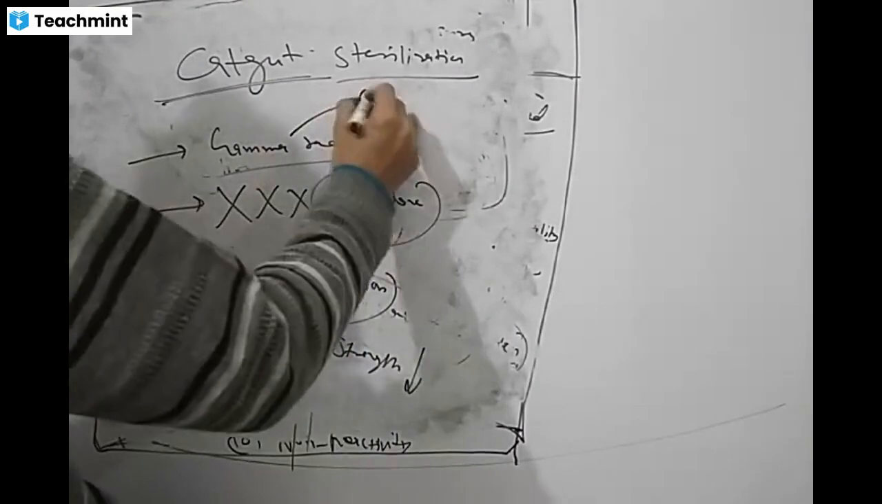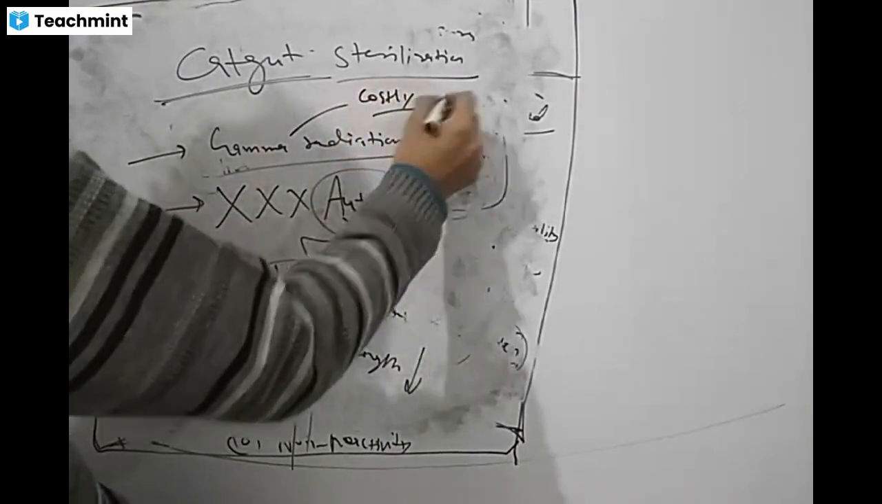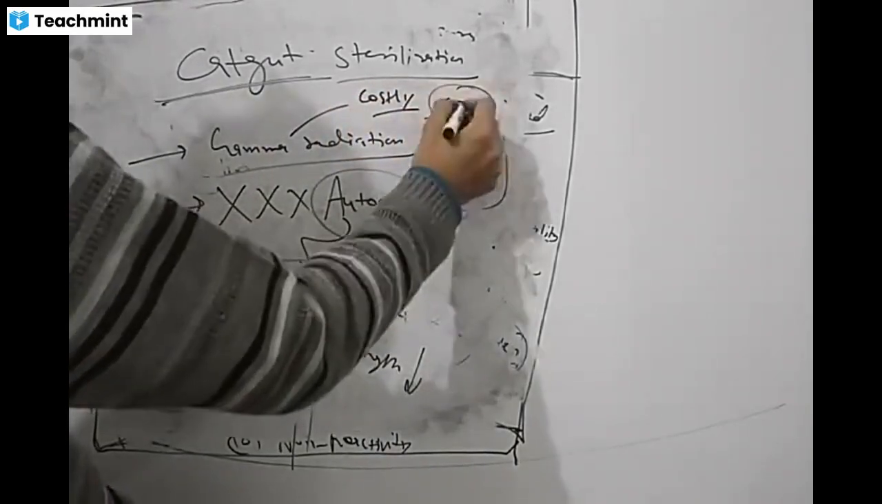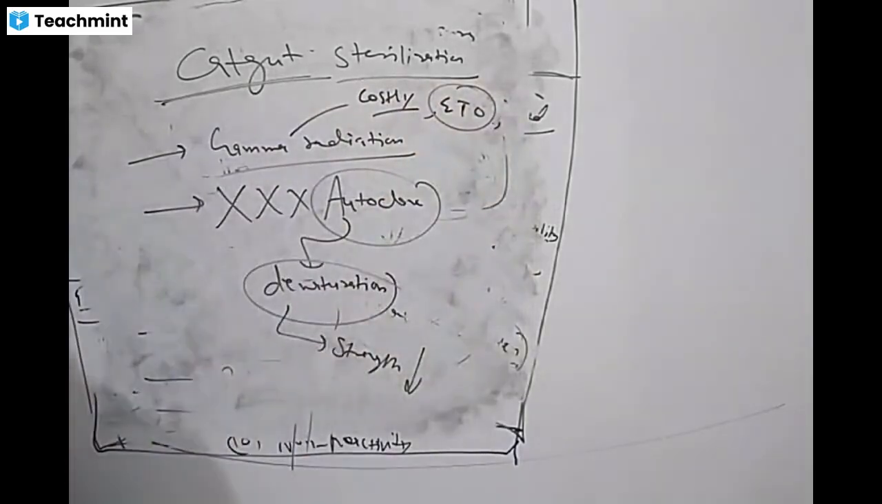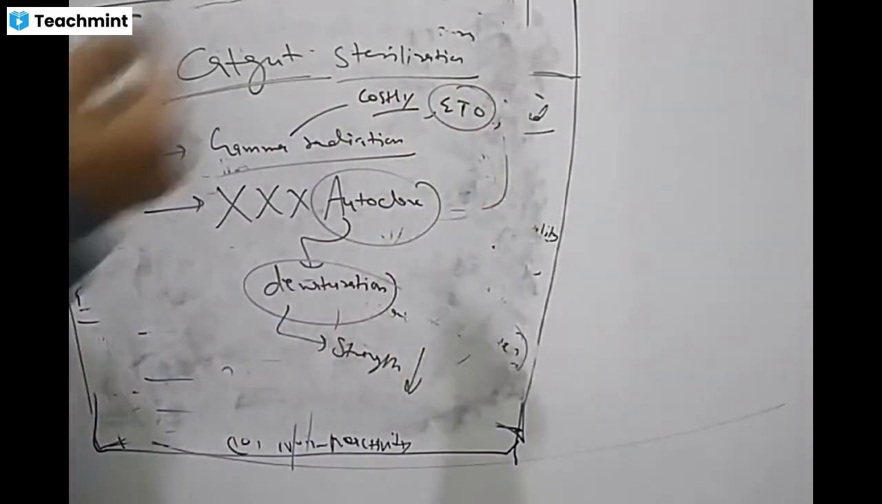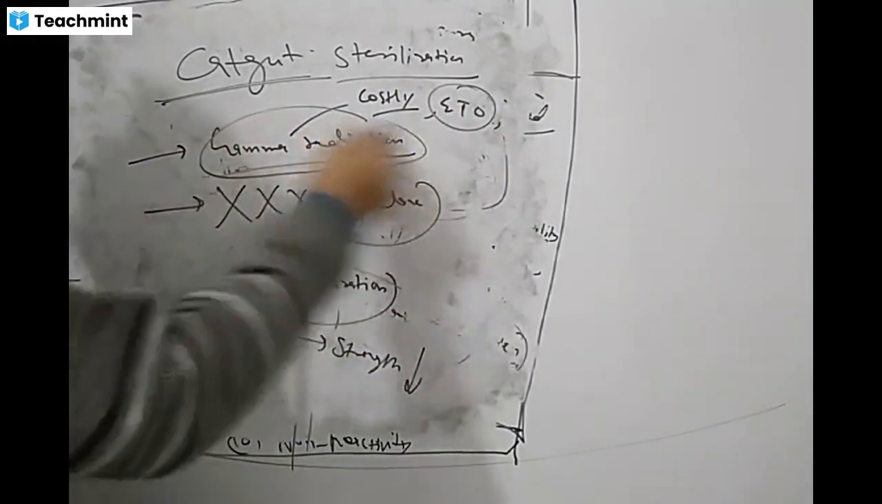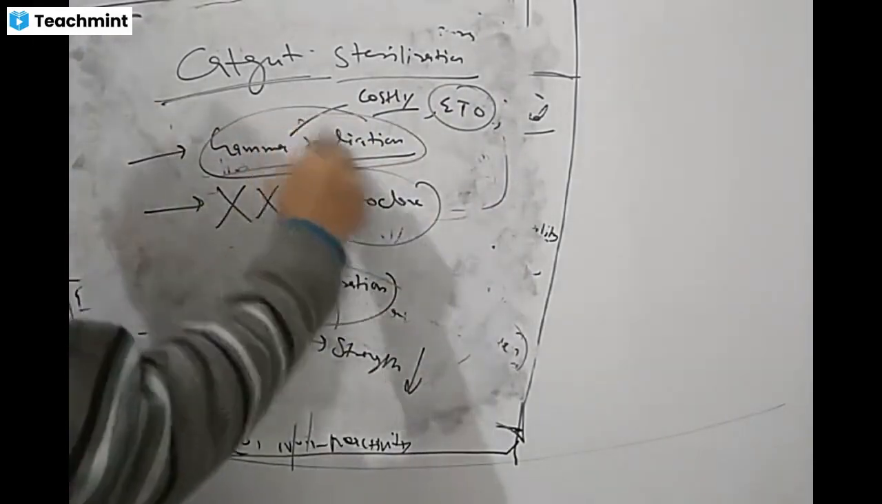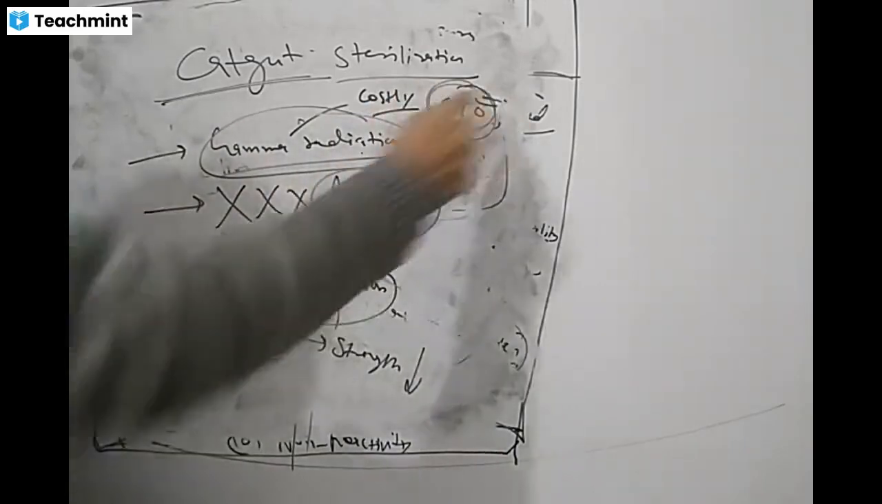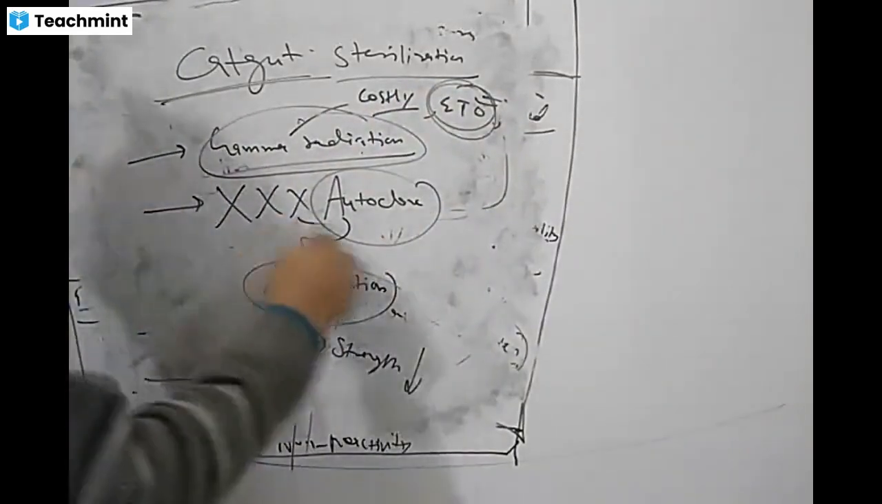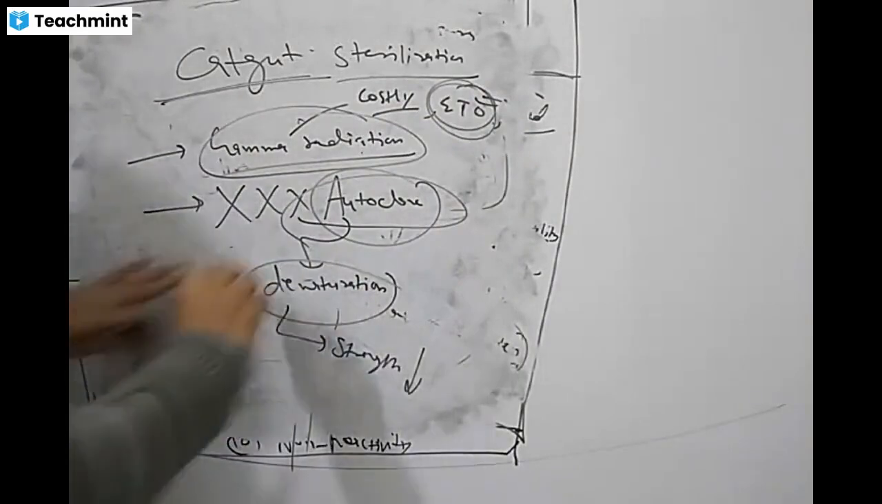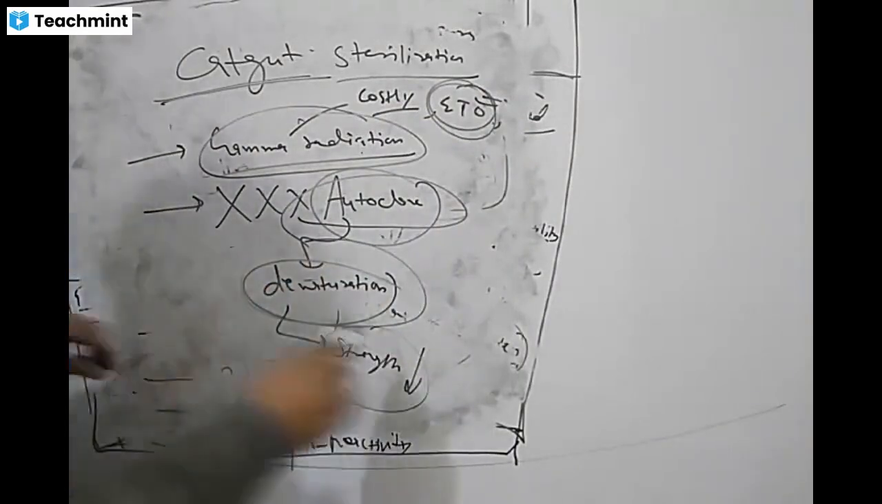Gamma radiation is costly. In some books they may give you ethylene oxide or some other component also. But mostly gamma radiation. If it is not given in the option, the answer will be ethylene oxide. But for catgut, never go for autoclave. It will cause denaturation that may reduce the strength.